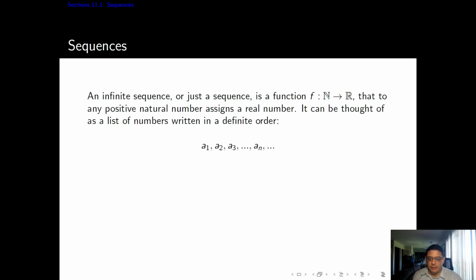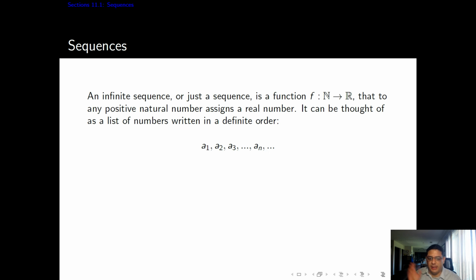So what is a sequence? An infinite sequence, or just a sequence, is going to be a function that takes a number in the natural numbers and is going to produce a real number. So any positive natural number that I take is going to be assigned to a real number. This can be thought of as a list of numbers that are written in a given definite order.